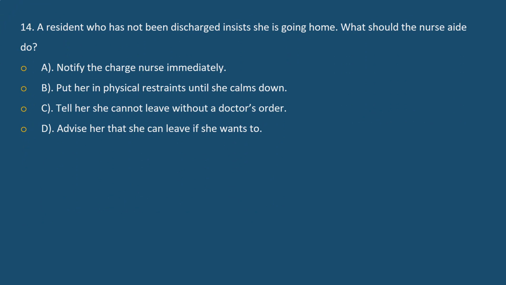Question 14. A resident who has not been discharged insists she is going home. What should the nurse aide do? A. Notify the charge nurse immediately. B. Put her in physical restraints until she calms down. C. Tell her she cannot leave without a doctor's order. D. Advise her that she can leave if she wants to.